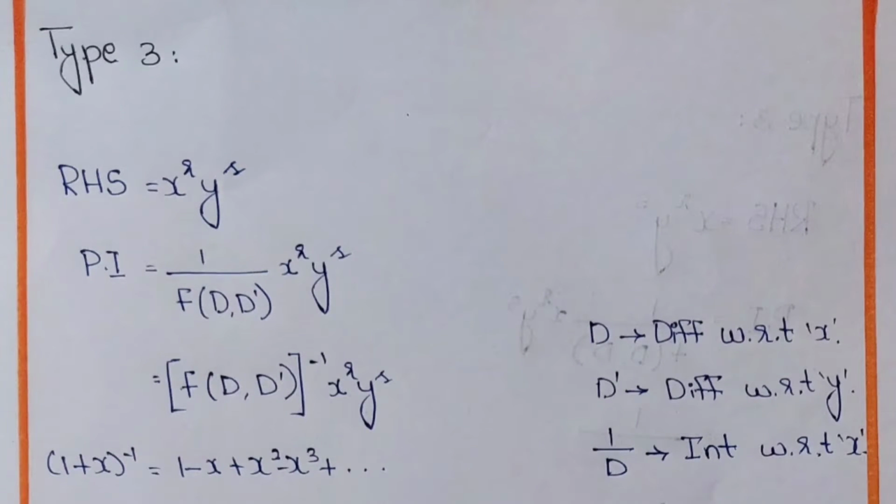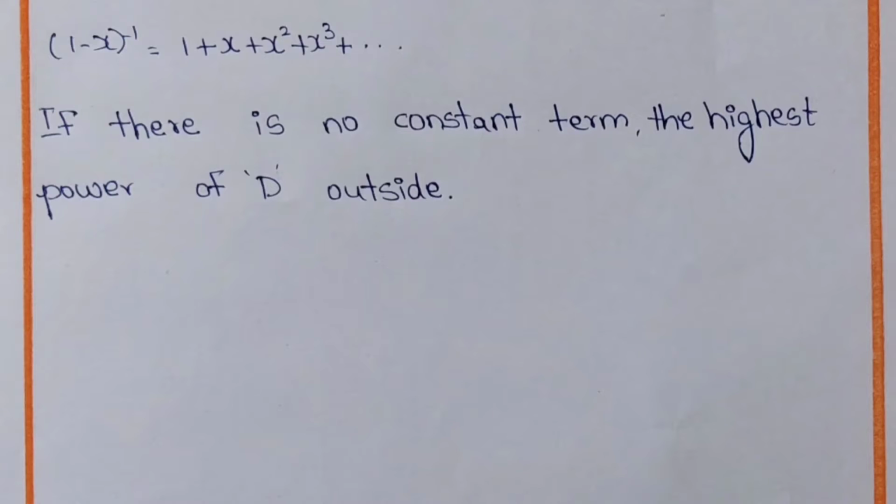Then when we are taking it to the numerator, if it is of the form (1 plus x) the whole inverse, then we can write it as 1 minus x plus x square minus x cube, and it goes on. And if it is of the form (1 minus x) the whole inverse, then we can write it as 1 plus x plus x square plus x cube, and goes on.